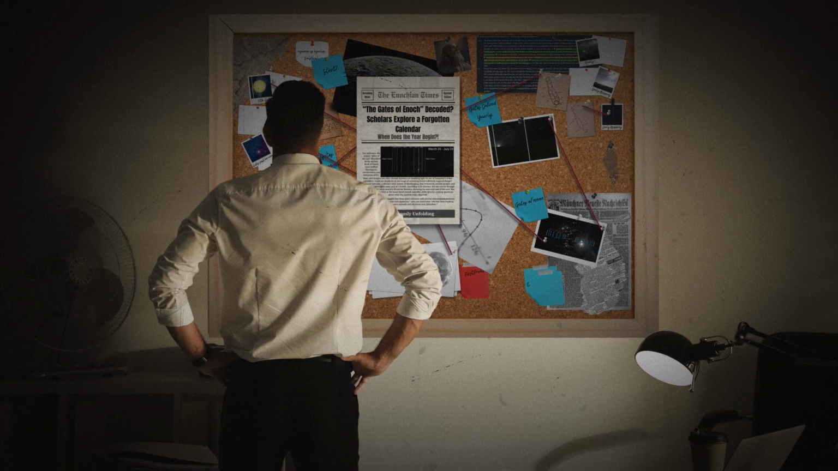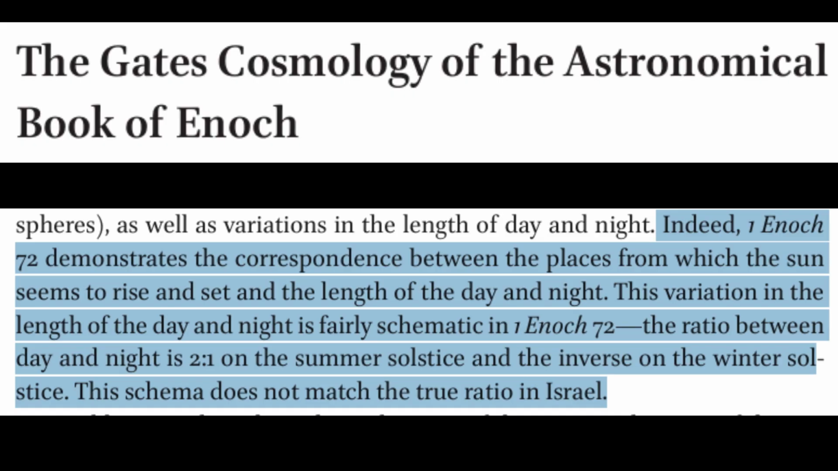Now, I'm not the only one hitting this wall. In fact, I came across a scholarly article that puts this very problem into words. Here's a direct quote. Indeed, 1 Enoch 72 demonstrates the correspondence between the places from which the sun seems to rise and set and the length of day and night. This variation in the length of day and night is fairly schematic in 1 Enoch 72. The ratio between day and night is 2:1 on the summer solstice and inverse on the winter solstice. This schema does not match the true ratio in Israel.